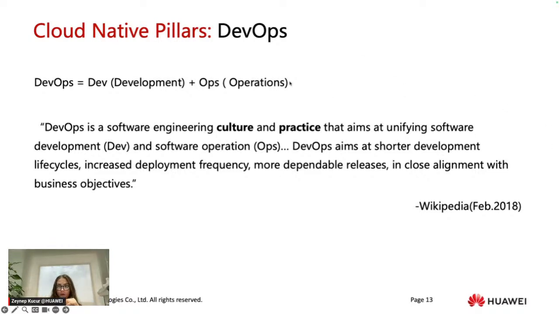Which is development and operations. In the past, developers would create the software and then they would hand it off to the operations team to deploy and maintain it. But this separation often led to delays and misunderstandings.